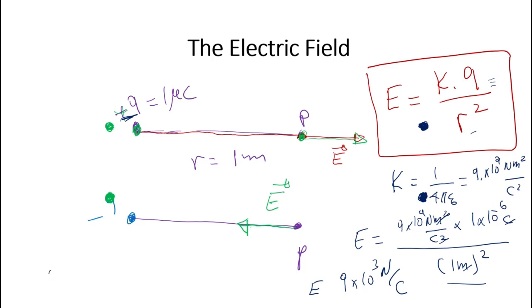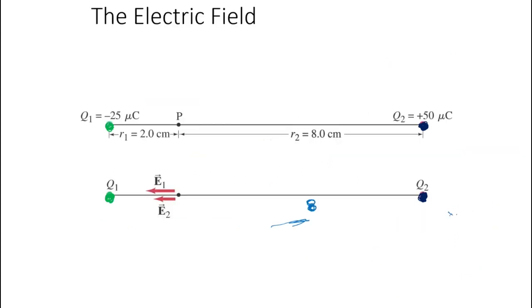Remember, we said our electric force is also the electric field times the charge. So the unit of the force is in newtons. The unit of electric field is newtons per coulomb. In this example, we are going to calculate the electric field at point P.